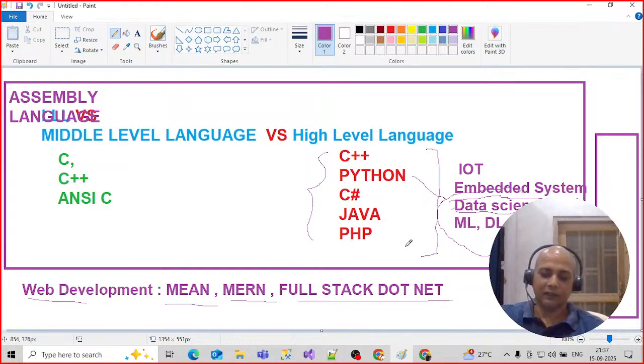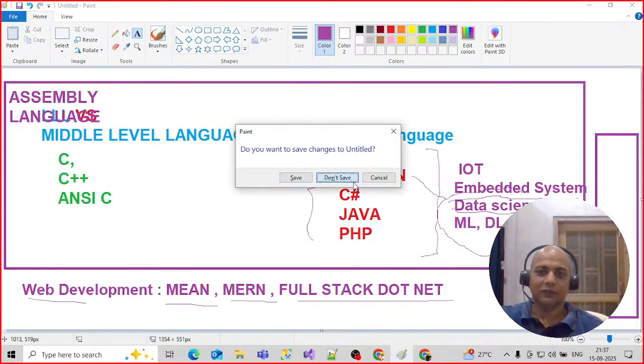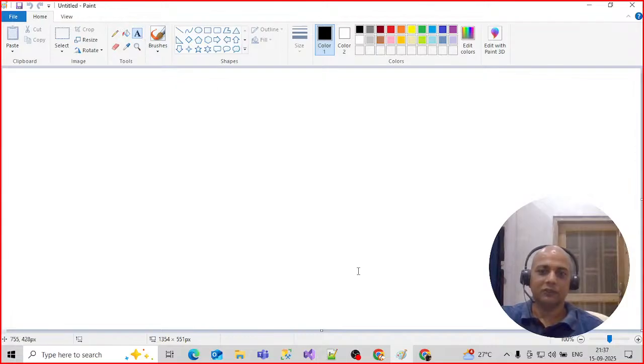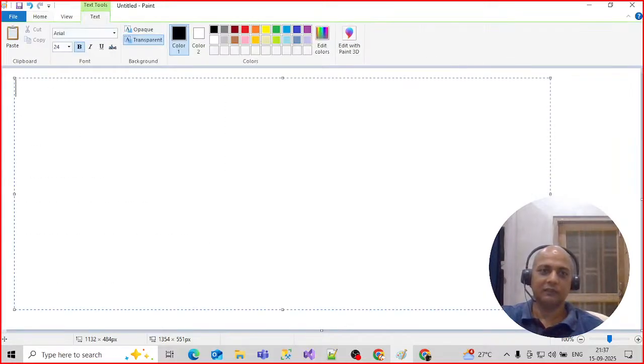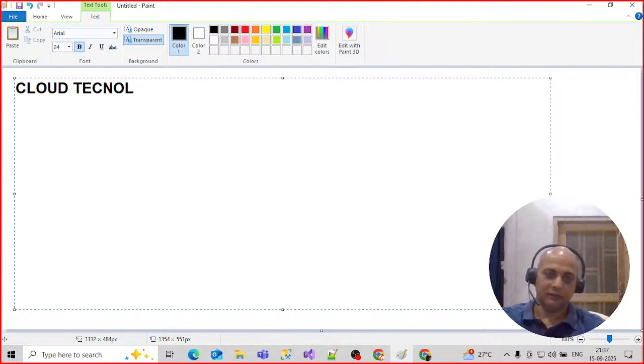And other terminologies are also there, cloud technologies, right? Note down this one: as your first question, explore low level, middle level, and high level language, and the second is cloud technologies.